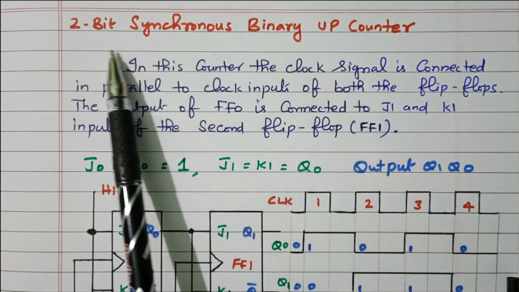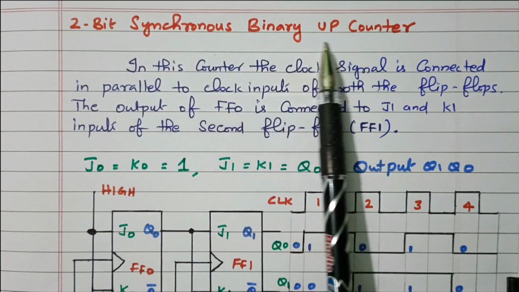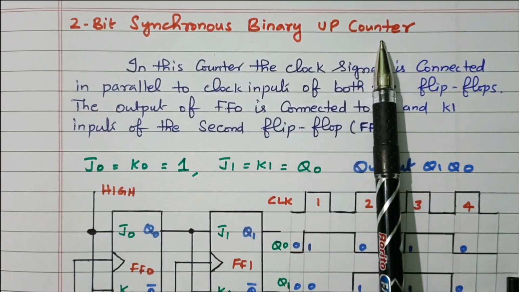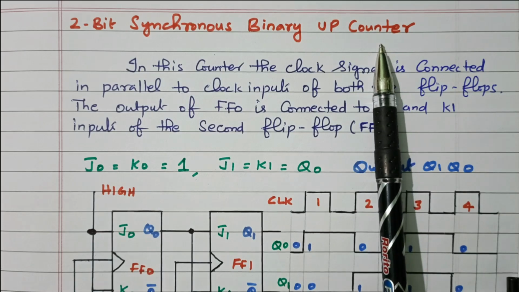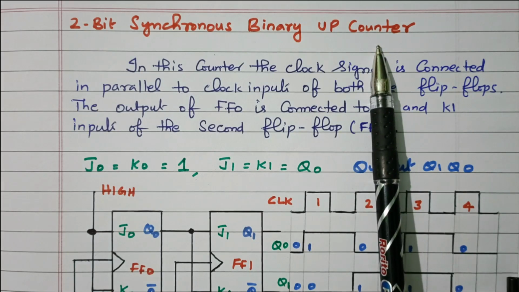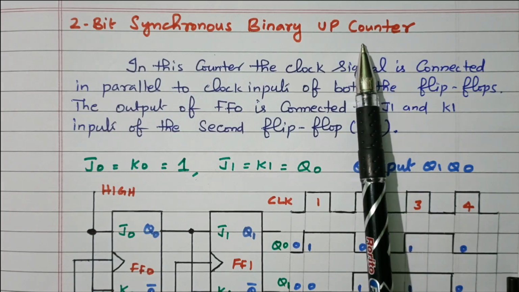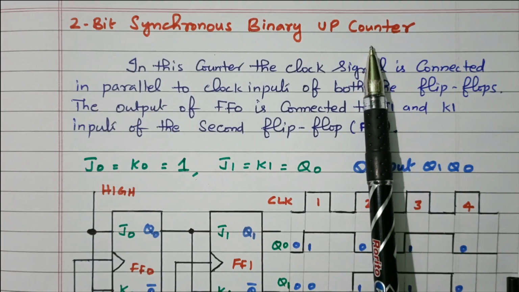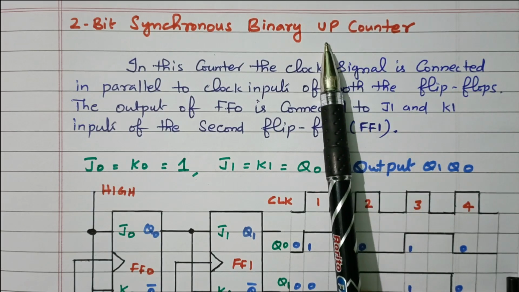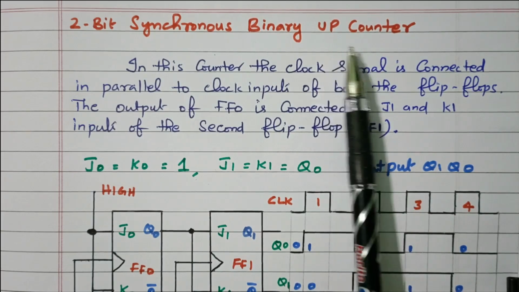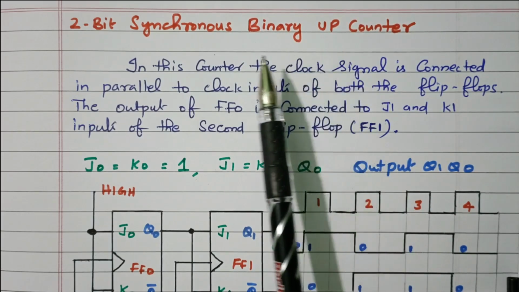Now we'll go to the topic 2-bit synchronous binary up counter. A counter is a digital device made up of flip-flops. A flip-flop is the storage element, and it will store 1 bit of data. N number of flip-flops are connected to form the counter. It will perform the counting operation from 00 to n or n to 00. Up counter means starting from 0 to n, in increasing order.